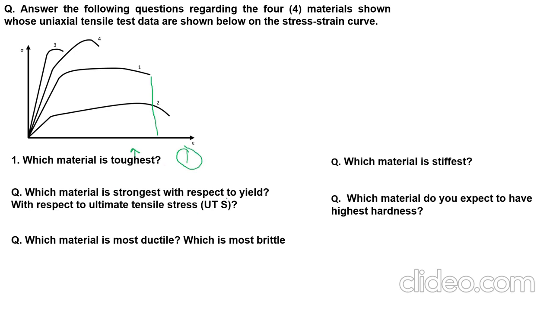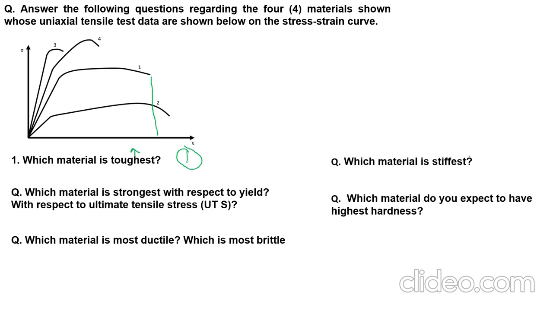You know that yield is a region up to which, if you unload, the material will return to its original position, which is the elastic region, right? While ultimate tensile stress is beyond the yield point, where it is the maximum stress that the material can endure before it actually fractures. So you have to say which is the strongest with respect to yield and which with respect to ultimate tensile stress. Yield means that it should have a higher elastic region, right?